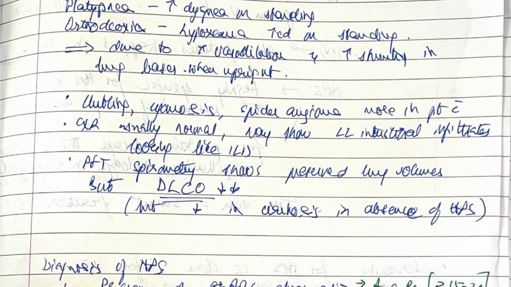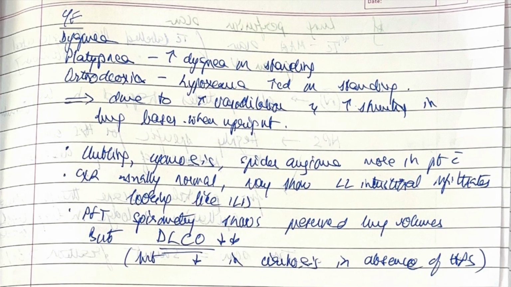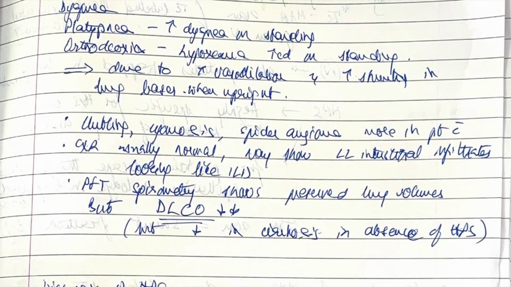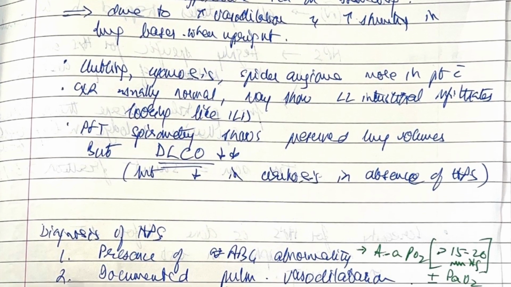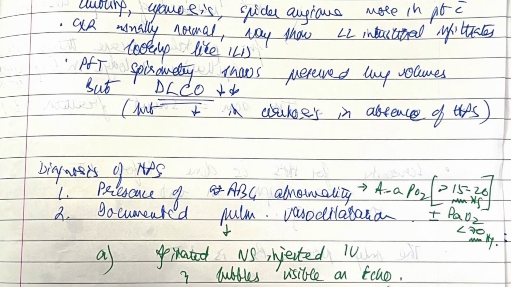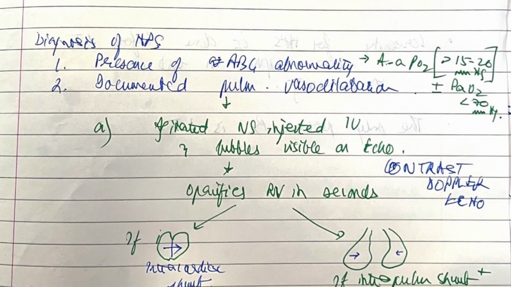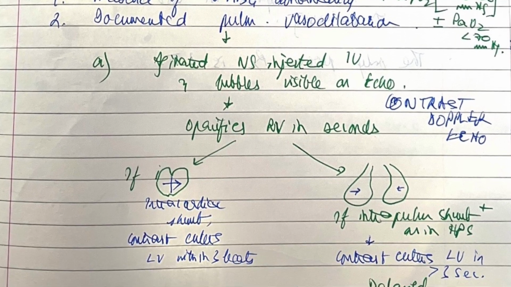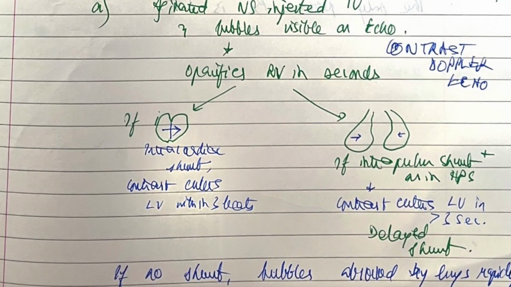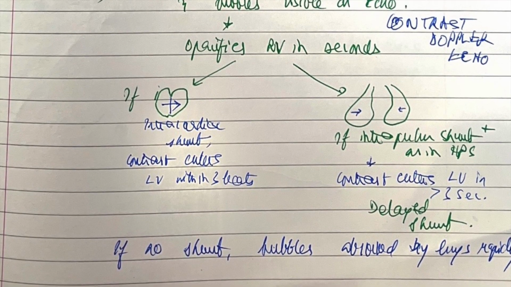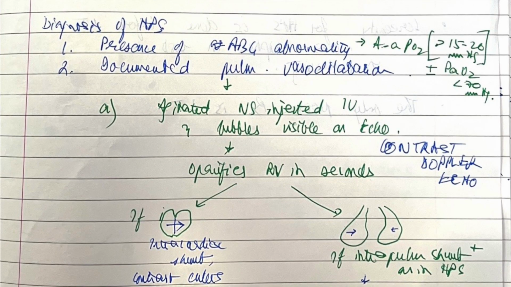The chest X-ray is usually normal, but it can show signs of lower lobe interstitial infiltrates which look like interstitial lung disease. The pulmonary function test, spirometry, is usually normal and there is a preserved lung volume. But the DLCO, the lung capacity to diffuse carbon monoxide, is reduced markedly. But this is not a very sensitive or specific test because it is reduced in cirrhotics in the absence of HPS as well.